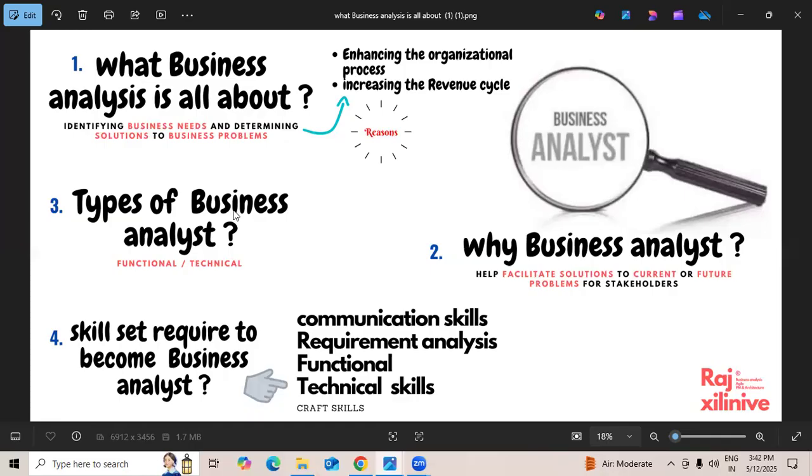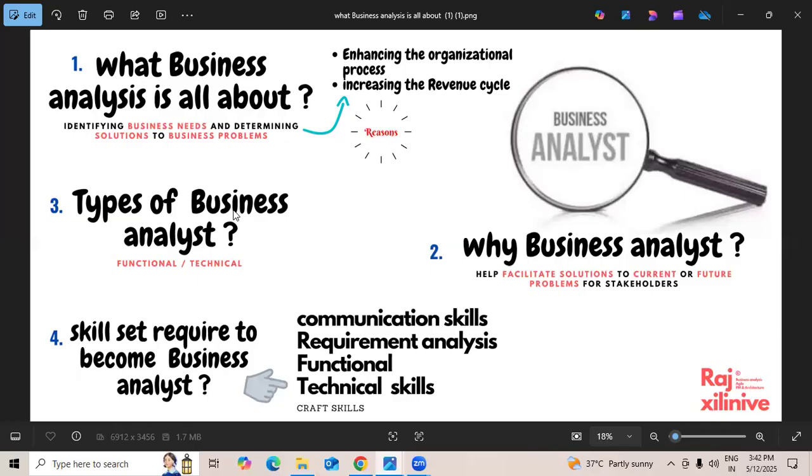Now, what is a business requirement? This focuses more on the business goals, vision and mission, followed by objectives we want to achieve. This is point number one.